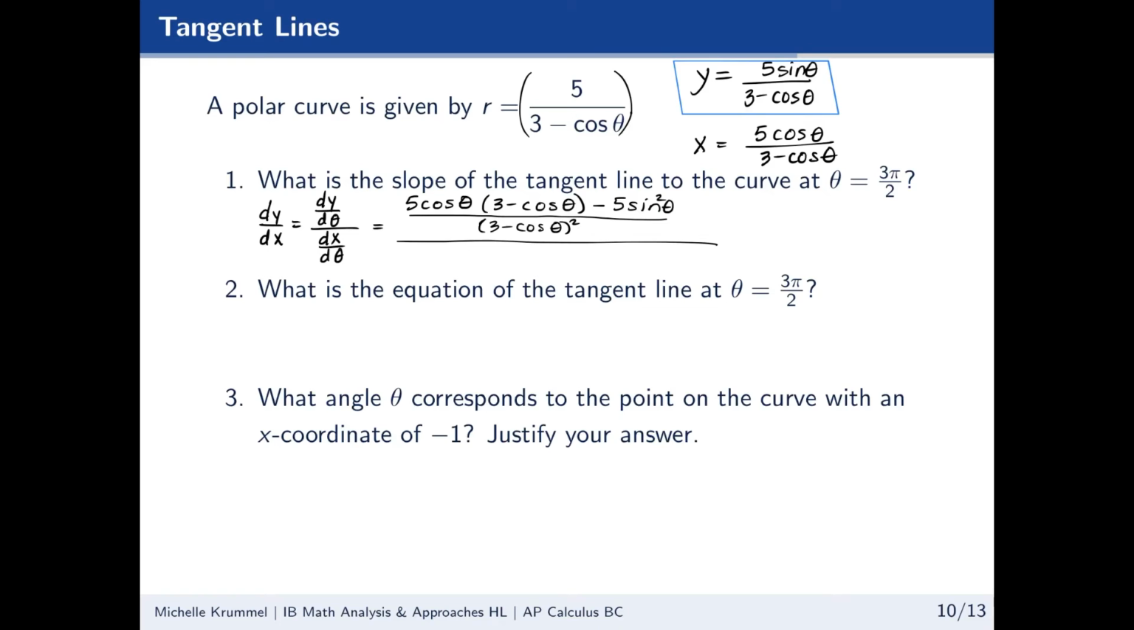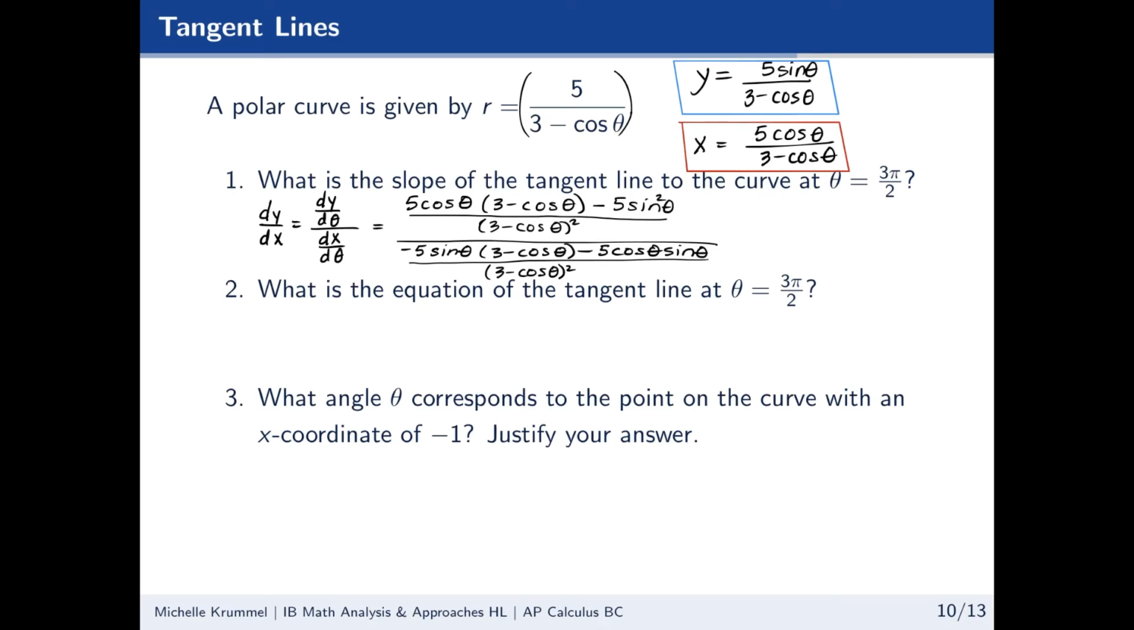Now dx d theta. So now we're looking at the derivative of our x equation. Again, using quotient rule. So derivative of the top, negative 5 sine theta, times the bottom, minus the top, times the derivative of the bottom, which is sine theta, over bottom squared.